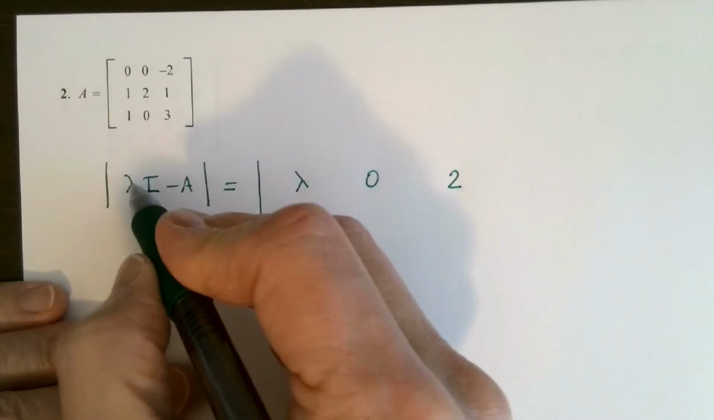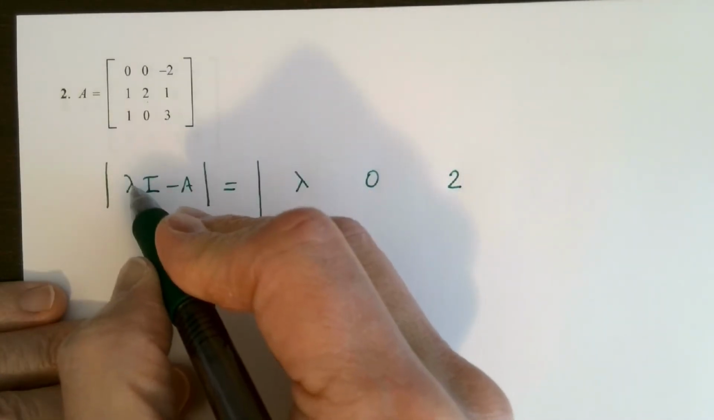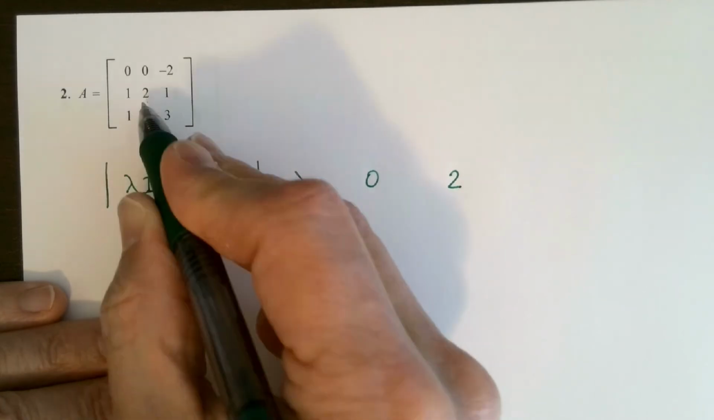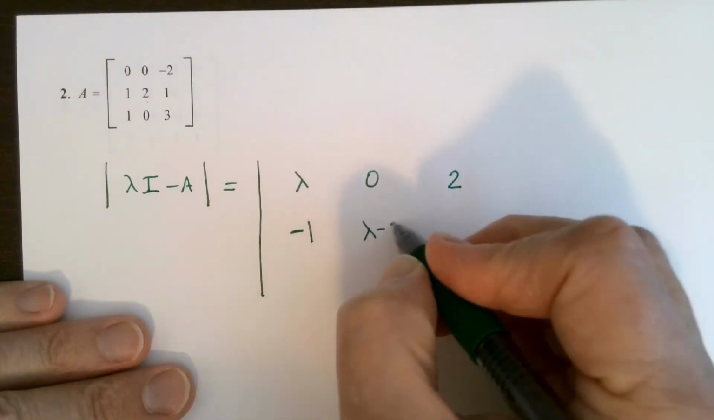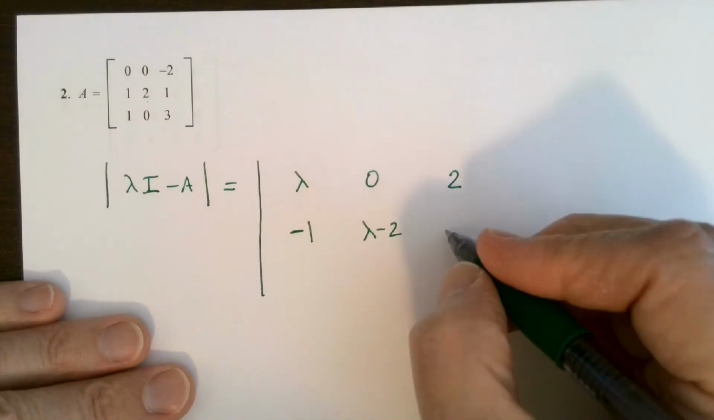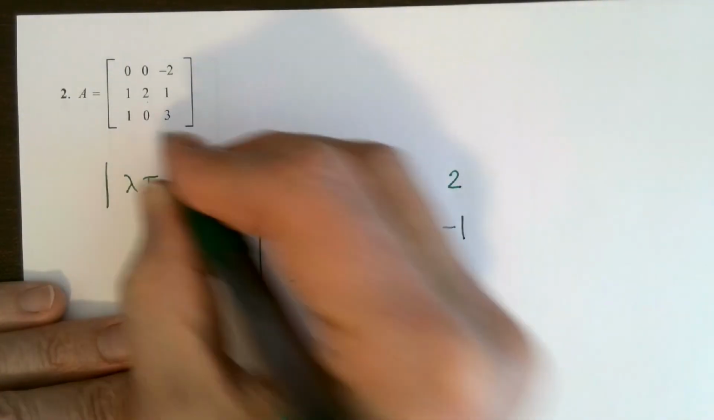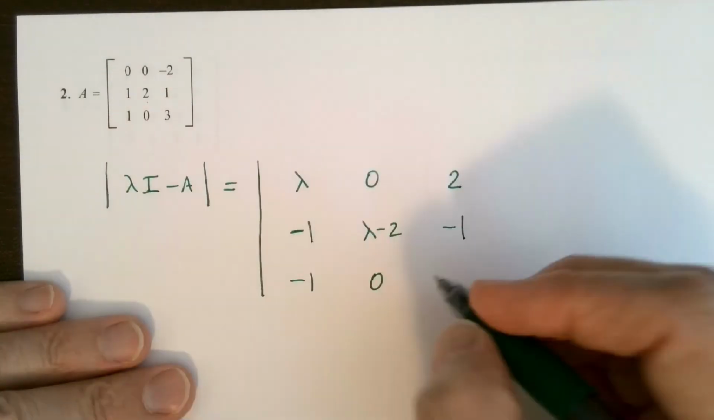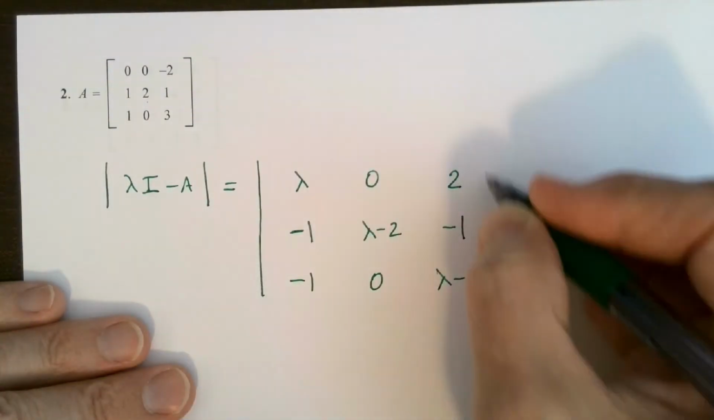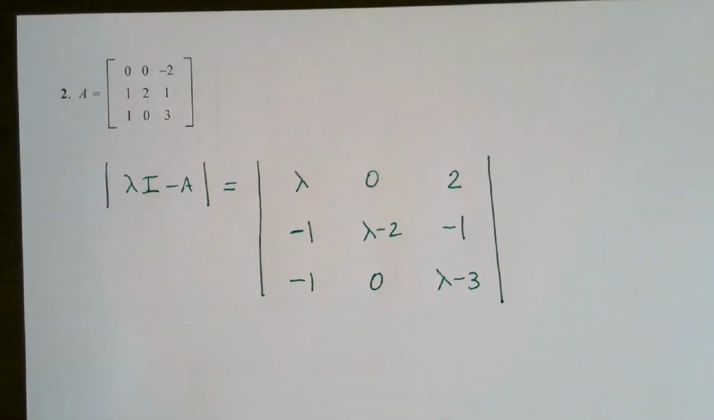Lambda, right, the middle entry here, the second row, second column entry, is lambda minus 2. 0 minus 1. 0 minus 1. 0 minus 0. Lambda minus 3. Right. So there is the determinant we need to find.